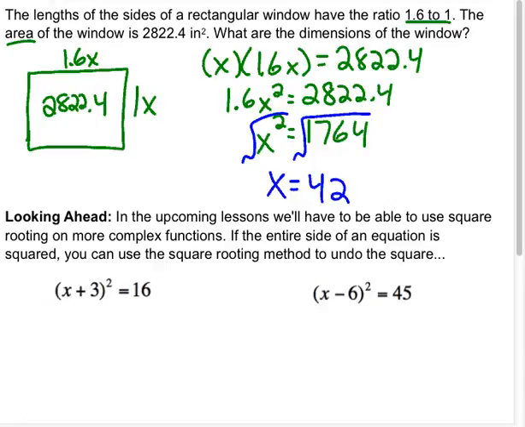So what that's telling me is this side is 42 inches, multiply that by 1.6, and this one is 67.2 inches.